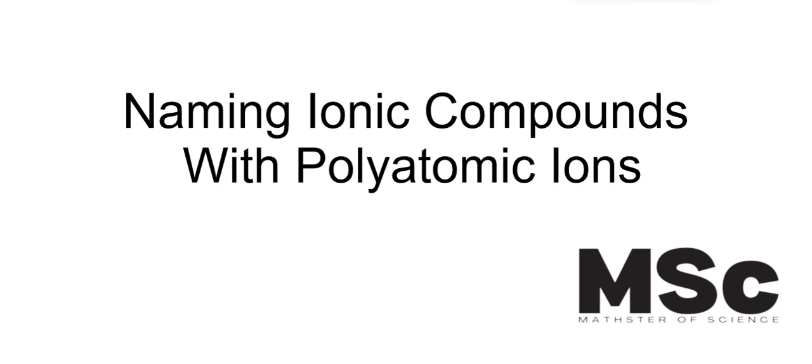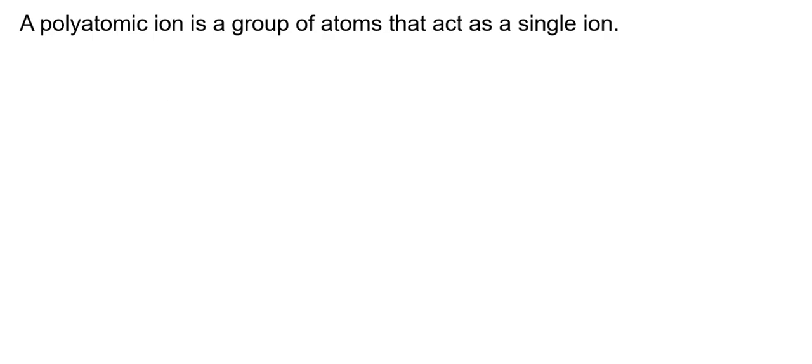In this video we're going to be looking at naming ionic compounds that contain polyatomic ions. Now a polyatomic ion is a group of atoms that act together as a single ion. They're bonded together, they are a group, they typically move around through a chemical reaction altogether, although occasionally they have to form or break apart, but they have their own charge.